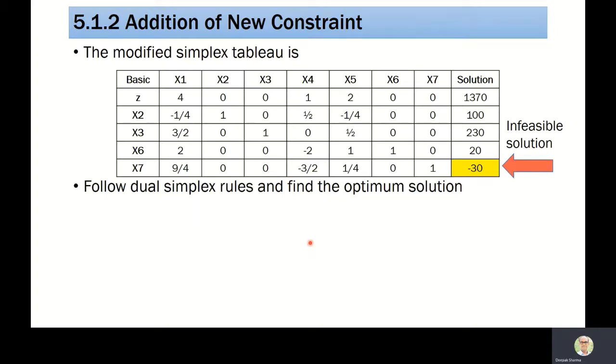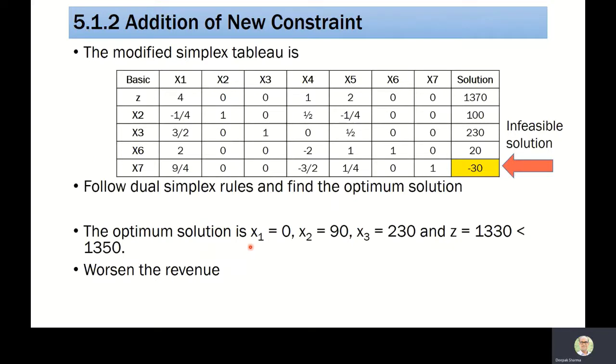If we follow this dual simplex rule, the optimal solution will become x1 is 0, x2 is 90, x3 is 230, and z is 1330. Now this 1330 is actually less than our original revenue, which was 1350. So it has worsened the situation. So it is not profitable to us.